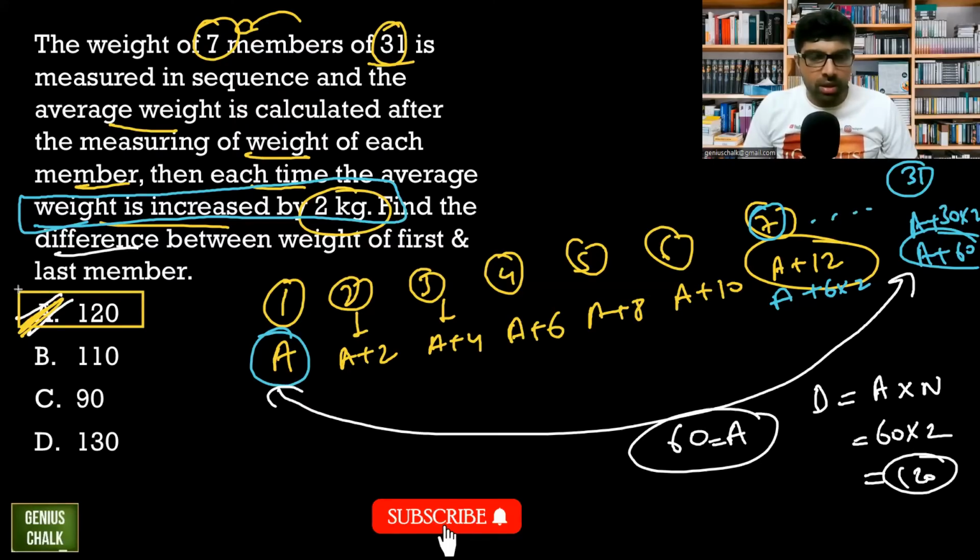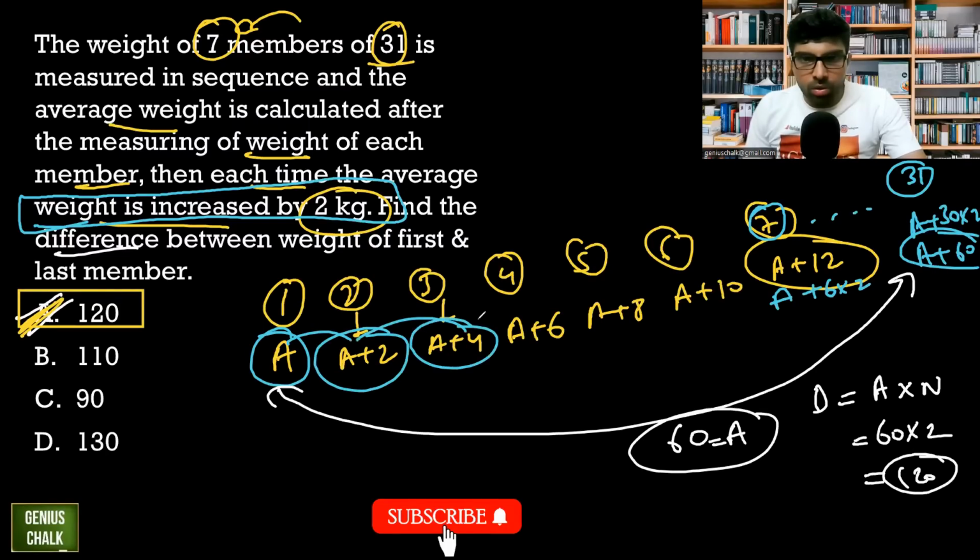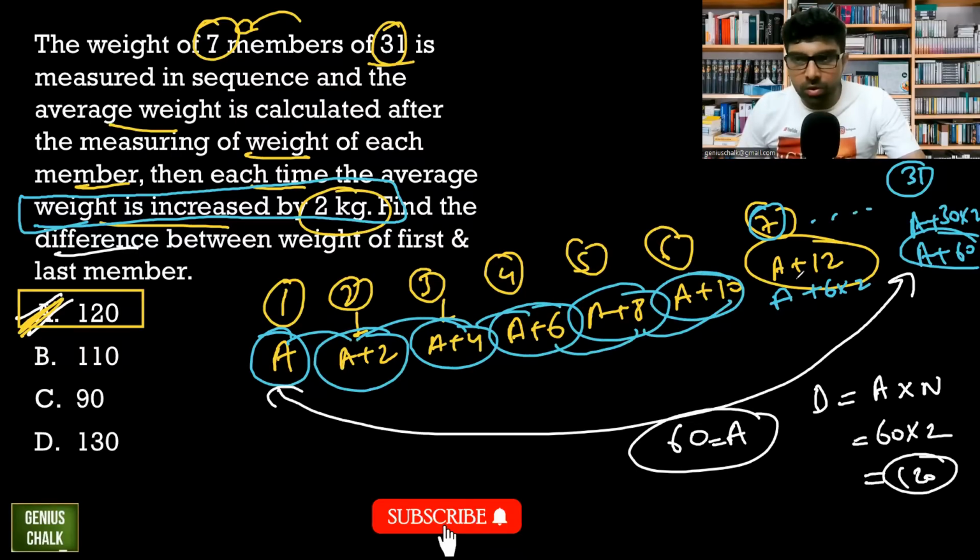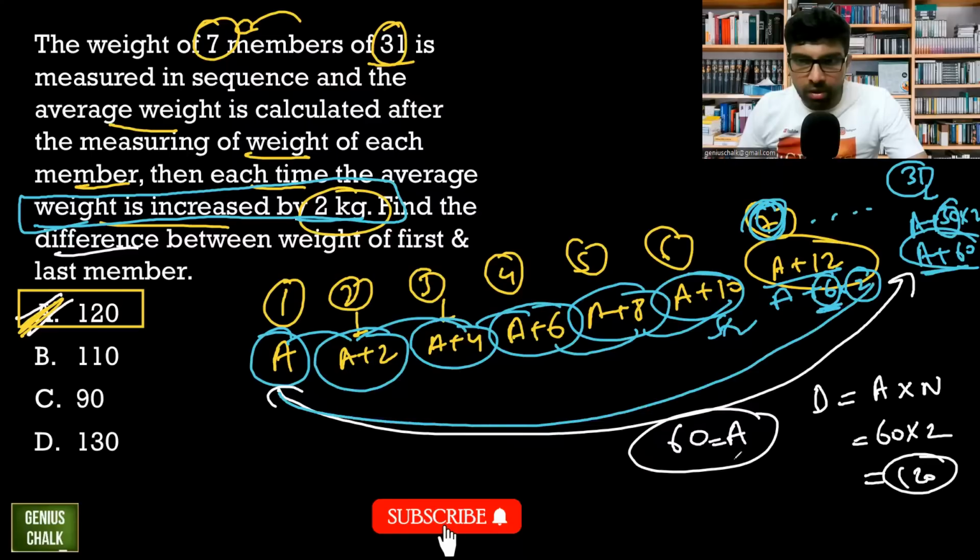See, what I'm doing is, I know that every time a new member joins, the average is increased by 2. So for third member, it is plus 4, fourth member, A plus 6. So every time it is increased by 2. So for seventh member, it is A plus 12, 6 into 2. It is 5 into 2 for the sixth. So whatever is this number 7, we are subtracting it by 1, 6, and then the change in average, that is 2. So for the 31st member, the average should be A plus 30 into 2. So A plus 60.